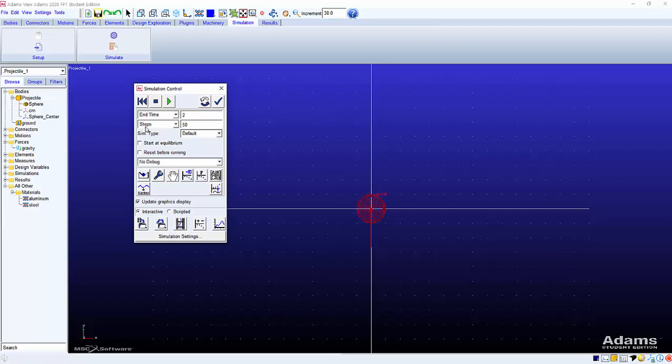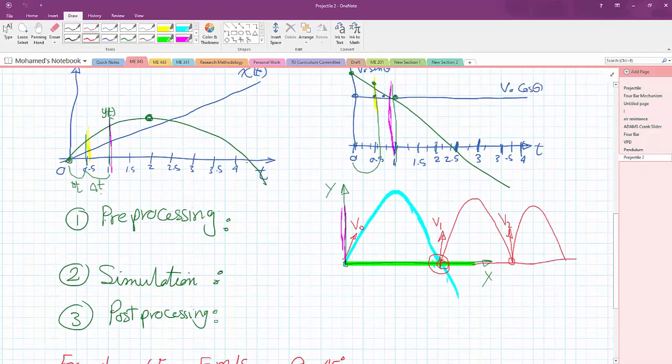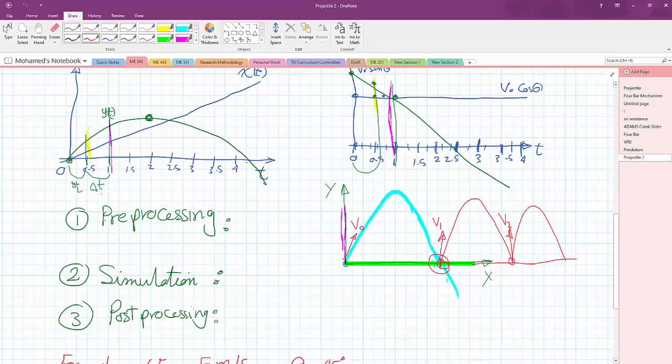Now, what is steps? Remember when we talked about the solution right here, we said Adams is going to run from the initial time until the final time. And in order to go from the initial to the final, it's going through steps. So now you can specify how many steps you would like Adams to perform the simulation from the beginning till the end. By default, Adams is going to have 50 steps. So what does it mean? It means Adams is going to take between 0 and 2 seconds 50 steps.